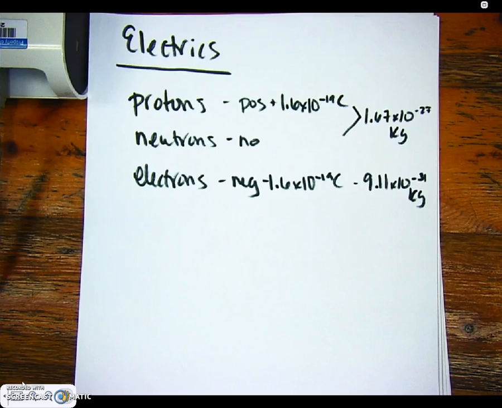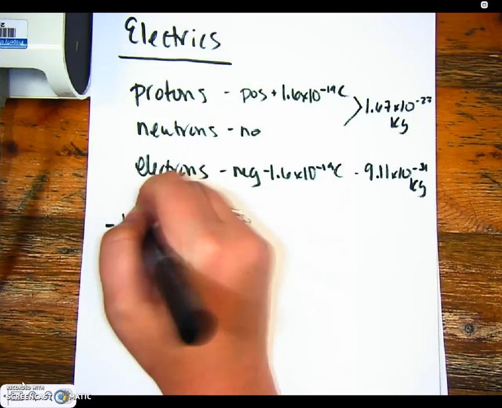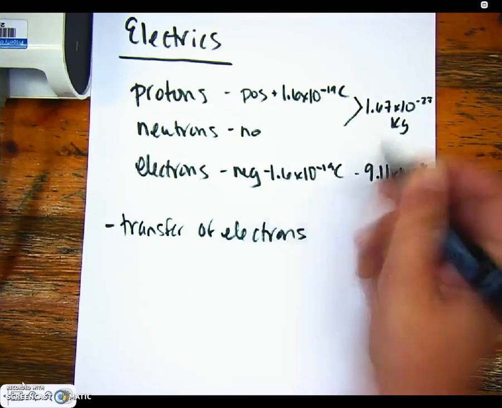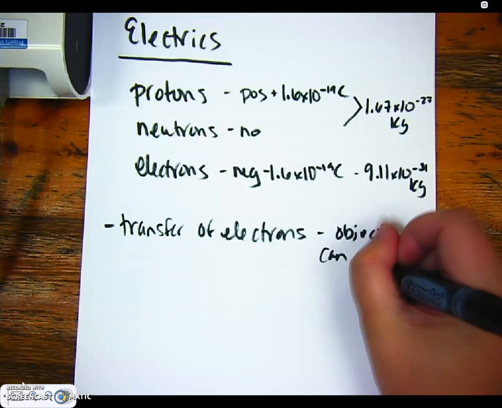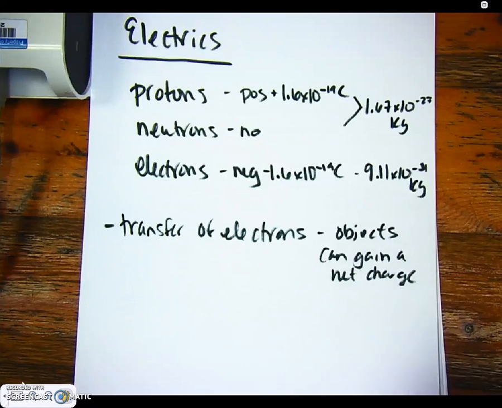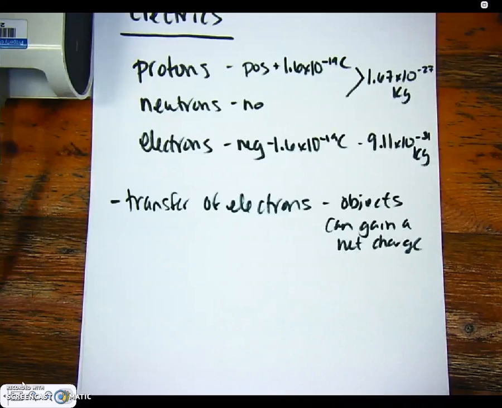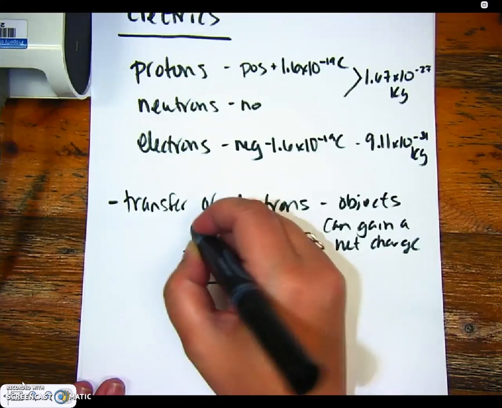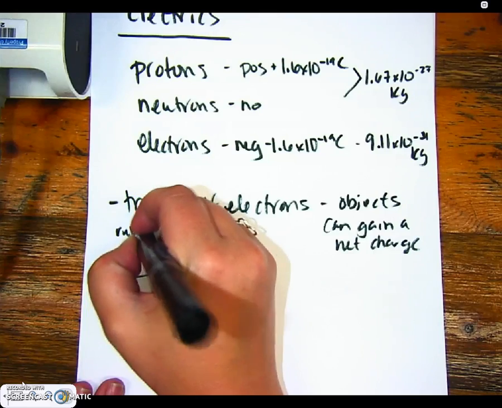All right, so like I said, electrons will move from one place to another, and as a result of the transfer of electrons, things actually gain charge. So objects can gain a net charge. If I were to take a piece of wool and rub it on a rubber rod, at first both of the objects are going to be neutral. So let's just say this is a piece of wool and here we've got a rubber rod, and at first they're both neutral.